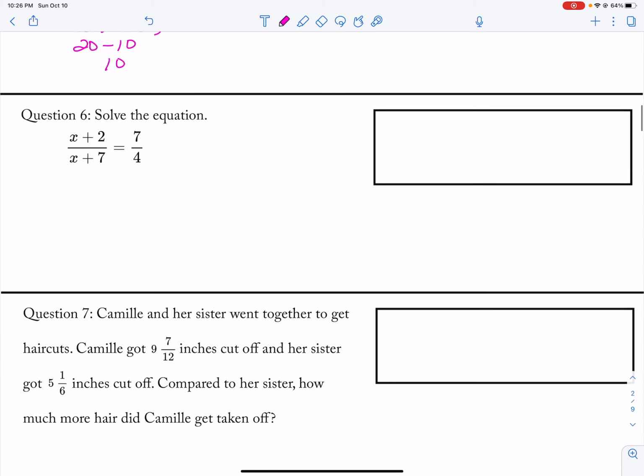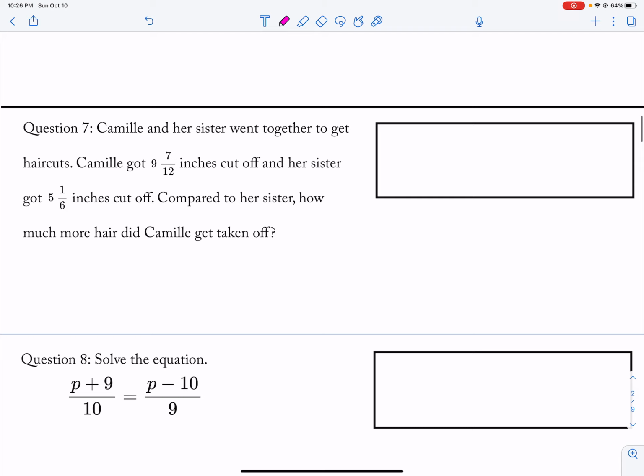Okay, question 6 would be cross multiplication. Question 7, compared to her sister, how much more hair does she cut off?